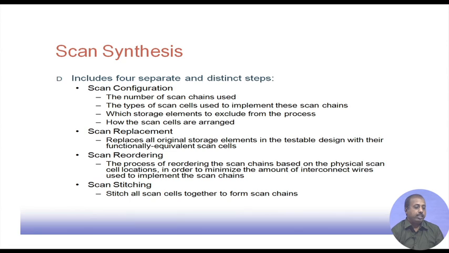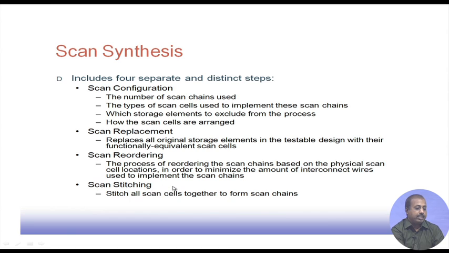Then we do a scan reordering, which is reordering the scan chains based on the physical cell locations. Between two successive scan cells I should have a connection. If the two cells are located far away, then the wire that will run will be long. So I need to find a proper path for all these scan cells to be put onto a chain, so that the length of these interconnects is the minimum. For that purpose I may need to reorder the cells, so that I can minimize the amount of interconnect wires.